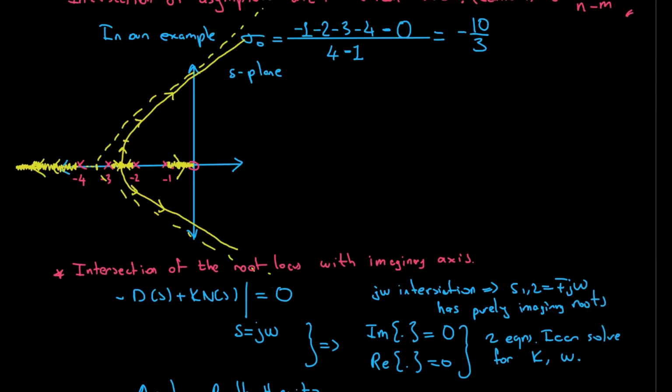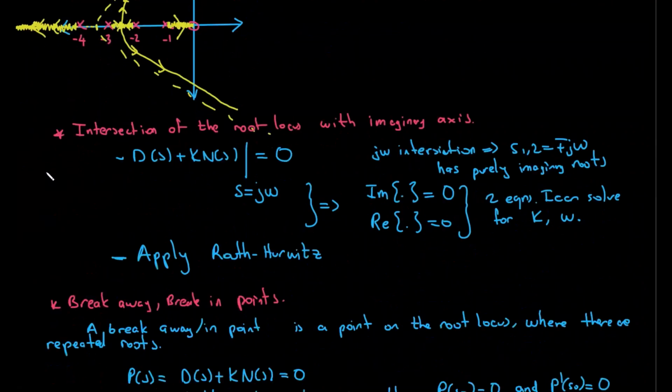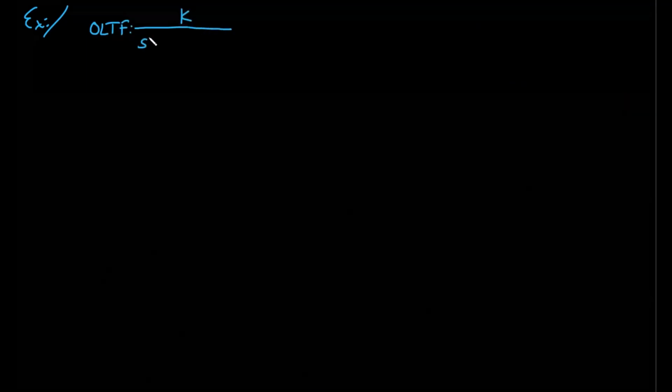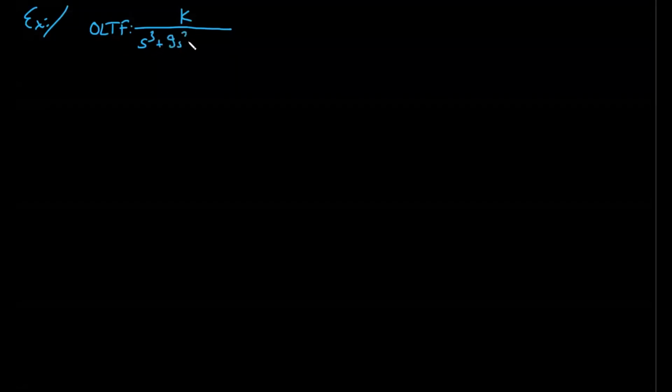All right, so let's solve another example. I will add one more layer here and get rid of this one. In our next example, our open loop transfer function is equal to K over S cubed plus 9S squared plus 11S minus 21, and this is equal to K over (S plus 7) times (S plus 3) times (S minus 1).